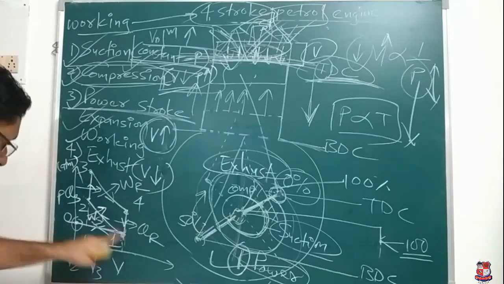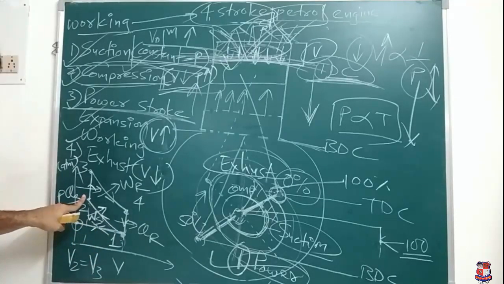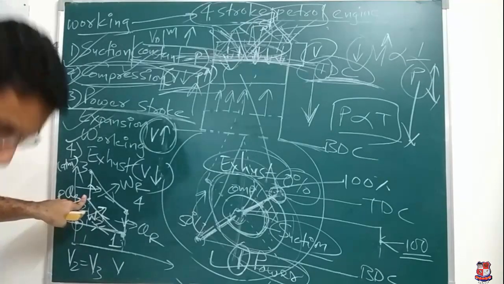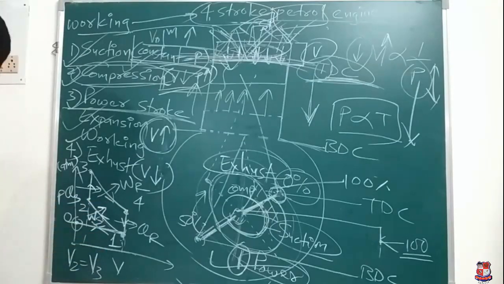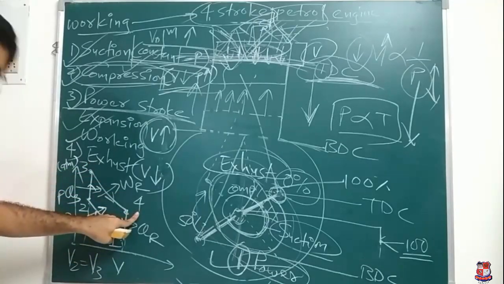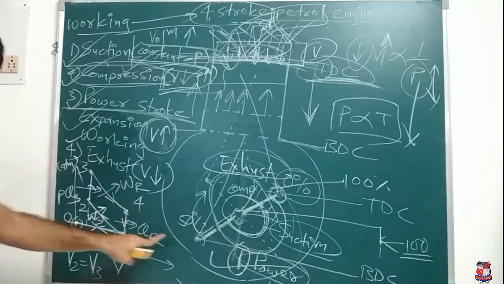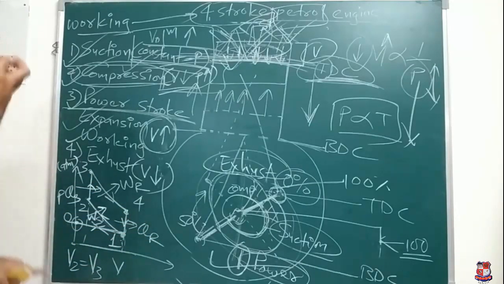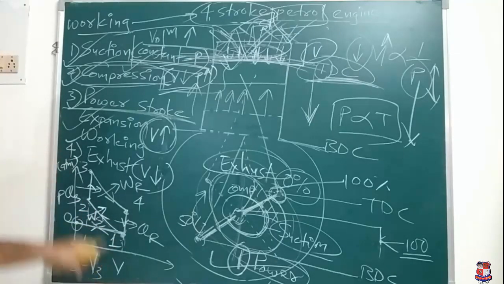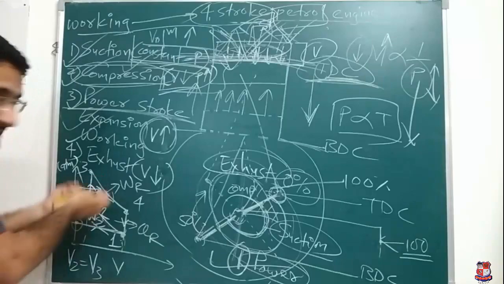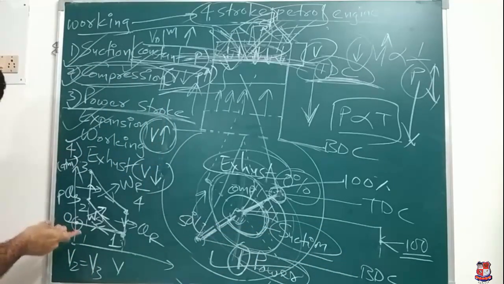So process 1 to 2 is known as an adiabatic process. Why? Because an adiabatic process is such a process in which work transfer is possible, but heat transfer is not possible. So process 1 to 2 as well as process 3 to 4, both are known as adiabatic processes. What is the difference between them? Process 1 to 2 is known as adiabatic compression process. Why? Because in process 1 to 2, pressure is increasing, but it is adiabatic as work transfer is done with the help of the kick.